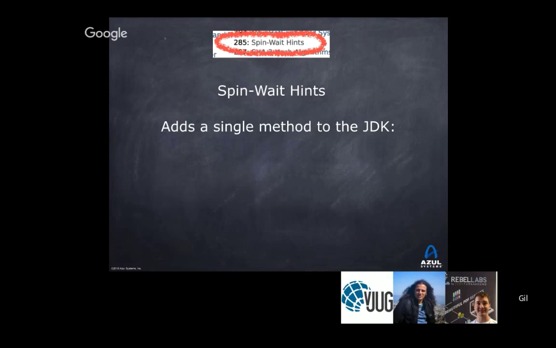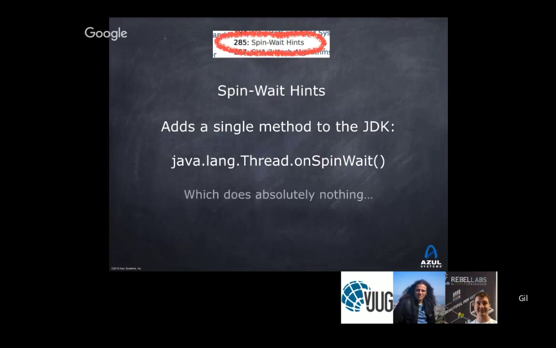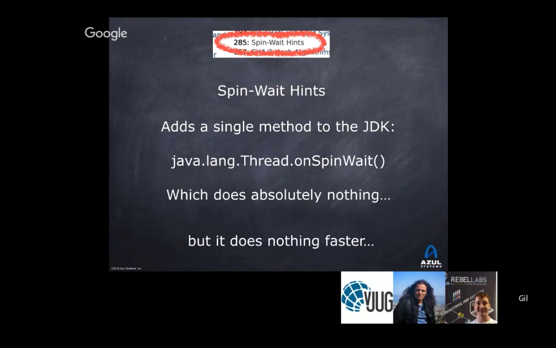SpinWait Hint adds a single method to the JDK. That method is java.lang.Thread.onSpinWait. And that method does absolutely nothing. That's a fine trick, right? But it does absolutely nothing really fast, or it makes doing nothing faster.